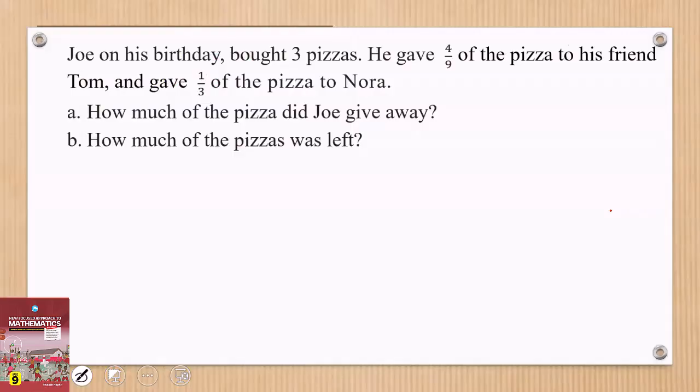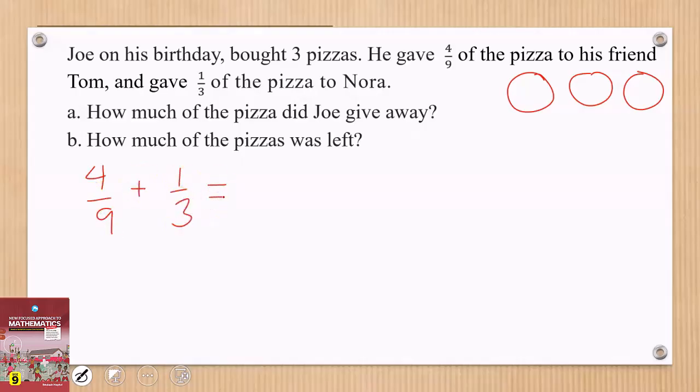So example 1 says that Joe on his birthday bought 3 pizzas. He gave 4/9 of the pizza to his friend Tom and gave 1/3 of the pizza to Nora. How much of the pizza did Joe give away? And how much of the pizza was left? Okay, so let's assume that these are the 3 pizzas. Now, all put together, he gave 4/9 and then 1/3 out. So let's look at how much was given out. He gave 4/9 plus 1/3 out.